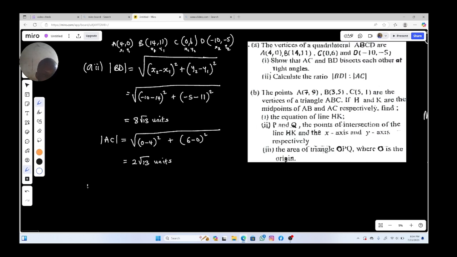So what we are going to get now is the ratio. So the ratio of line BD to line AC is going to be 8 root 13 is to 2 root 13. So you're going to reduce this into the lowest term. The root 13 we cancel. 2 we cancel itself, 1. 8 we cancel by 2, 4.